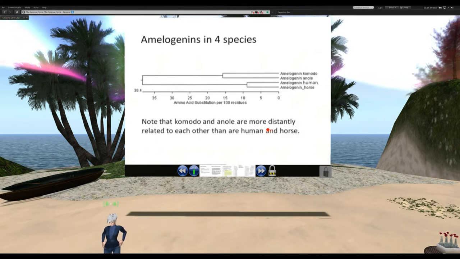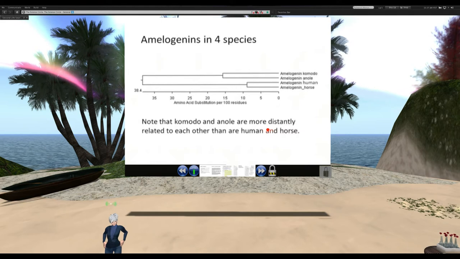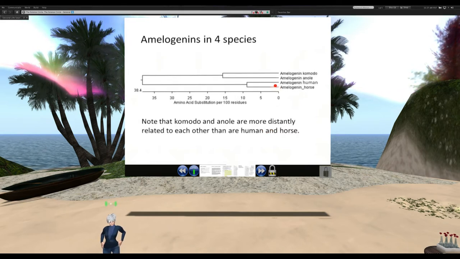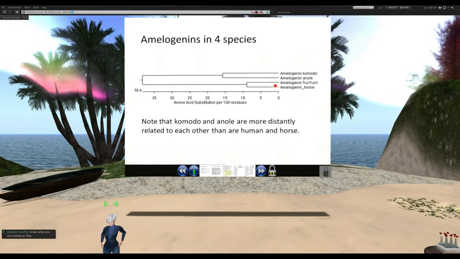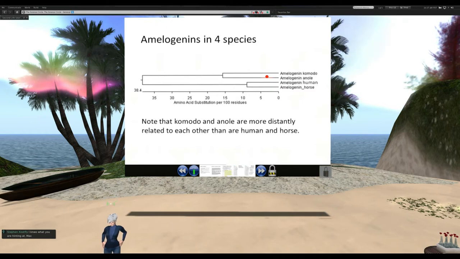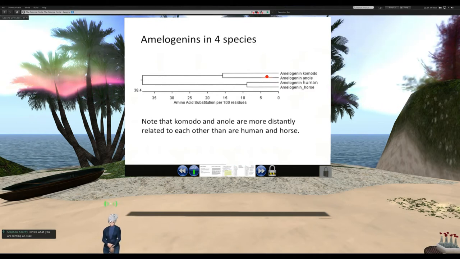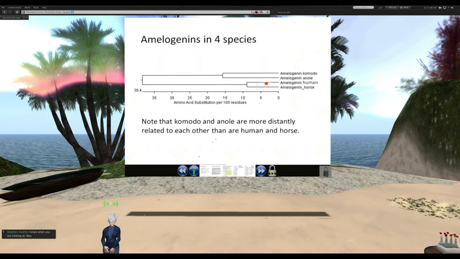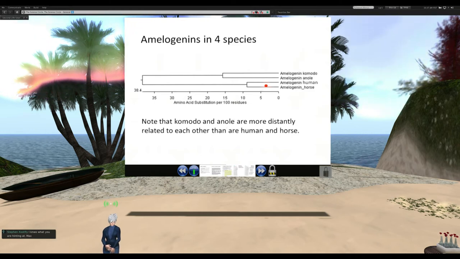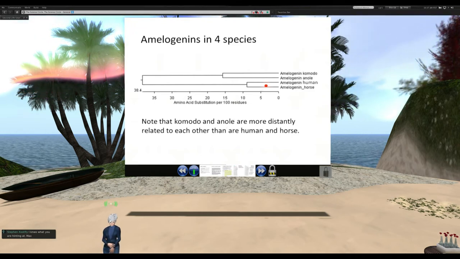And this shows the comparison of those four species. So here's human and horse, here's Komodo and anole. And it's interesting, I think, that the human and the horse are actually more closely related than the two lizards are.